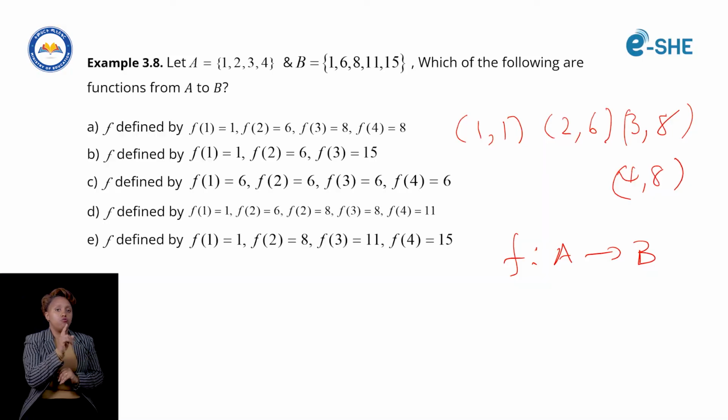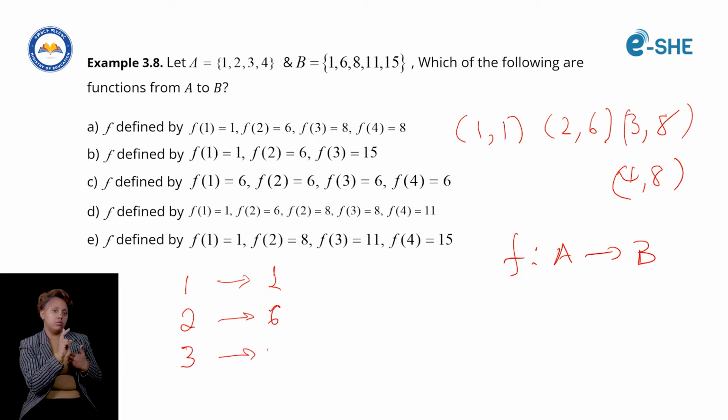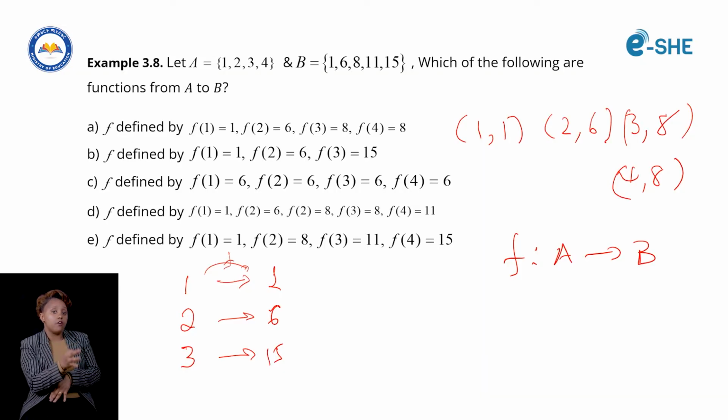Likewise, if f is defined as f of 1 is 1, f of 2 is 6, and f of 3 is 15, the mapping 1, 2, and 3 is given into 1, into 6, and into 15. And we see that the unique conditions are fulfilled. But the domain of this function f is not A. 4, an element of A, is not mapped to anything. Hence, this will fail to be a function.